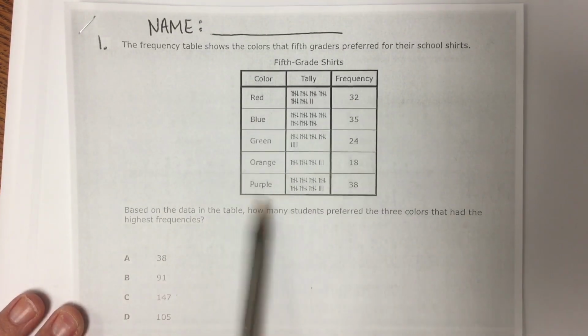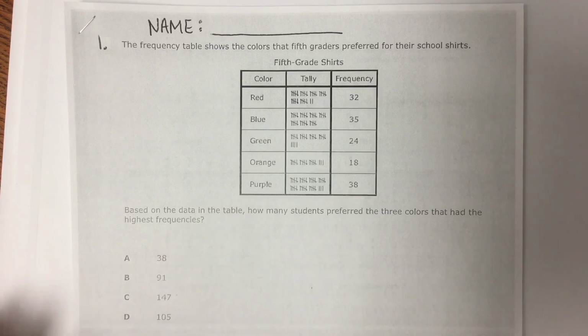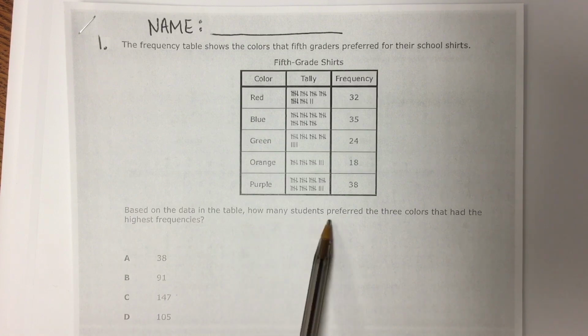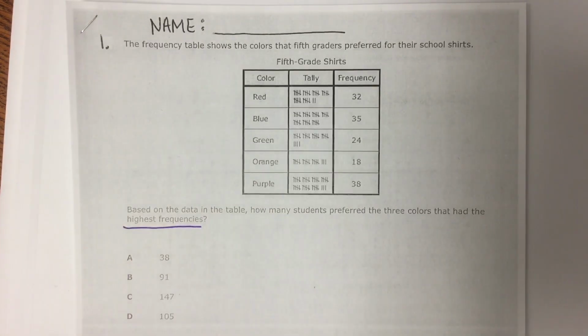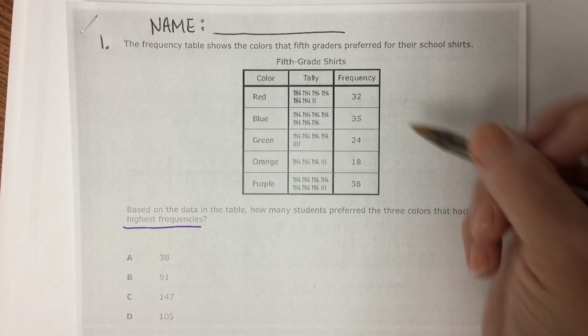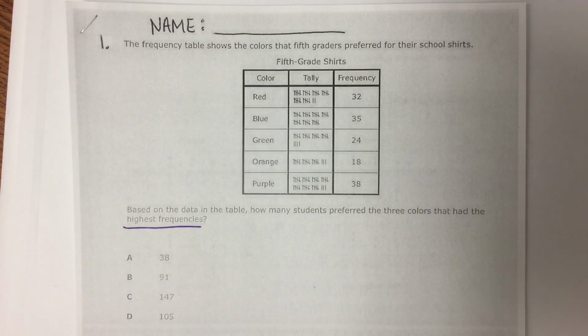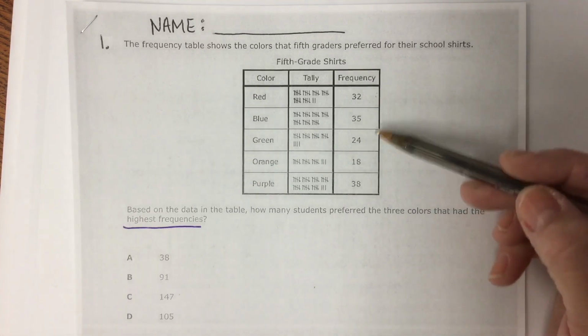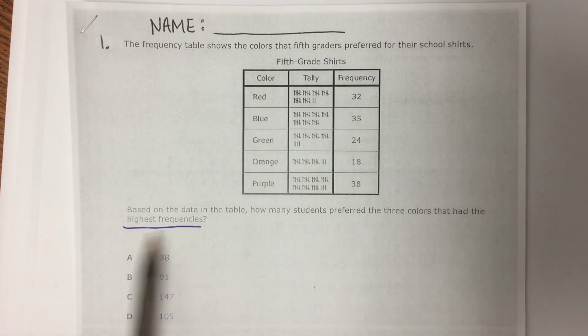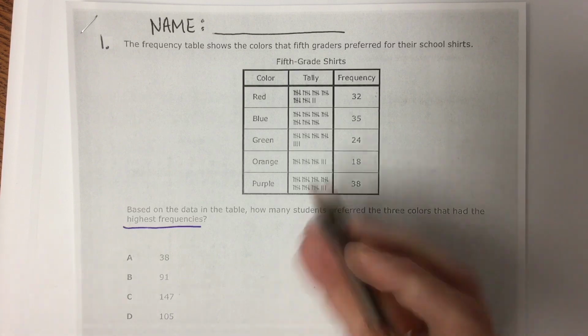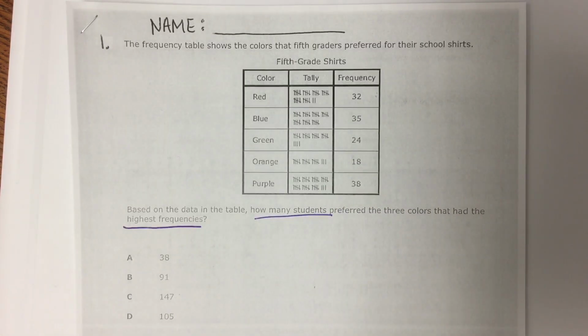So this is a frequency table, and the frequency table shows the colors that fifth graders preferred for their school shirts. Based on the data in the table, how many students preferred the three colors that had the highest frequency? In other words, what were the three numbers that were the biggest, and then add them together? Which three scored the highest? Okay, that's what you're looking for. You're looking for which three were the biggest numbers, and then you're going to add them all up because you're looking for how many students preferred those three colors.